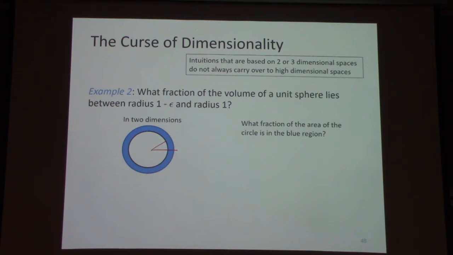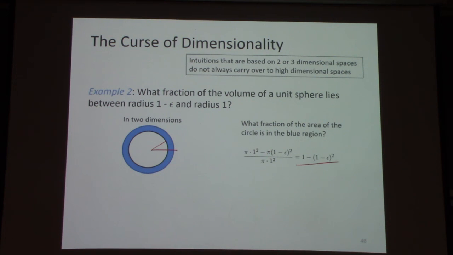Effectively, in 2 dimensions, that's simply asking what's the area of the blue region here, of this ring. And you know how to do that. It's simply the area of the full circle, which is pi, minus the area of the smaller circle, divided by the area of the full circle. And what you get is 1 minus epsilon squared. Right?